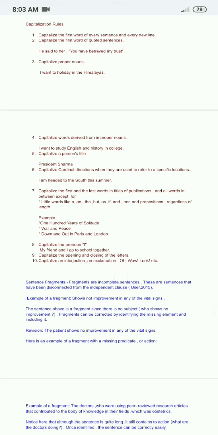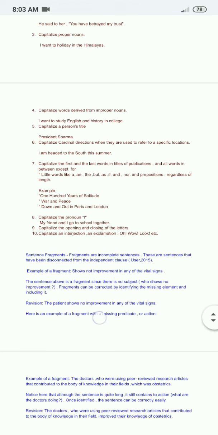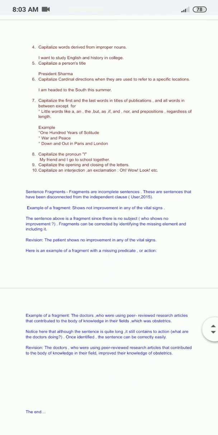First rule: capitalize the first word of every sentence and every new line. Second, capitalize the first word of quoted sentences. Example: He said to her, "You have betrayed my trust." Third, capitalize proper nouns. I want to holiday in the Himalayas. Fourth, capitalize words derived from proper nouns. Example: I want to study English and history in college. Fifth, capitalize a person's title. Example: President Sharma.